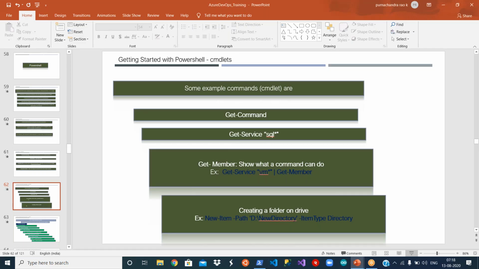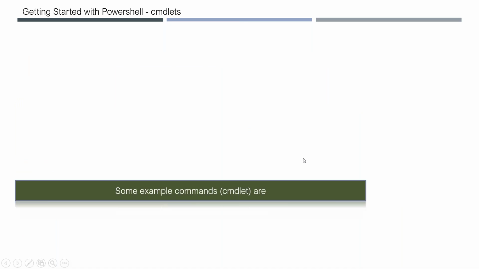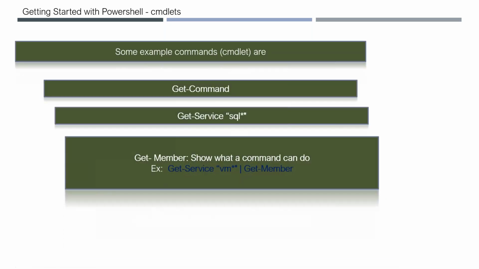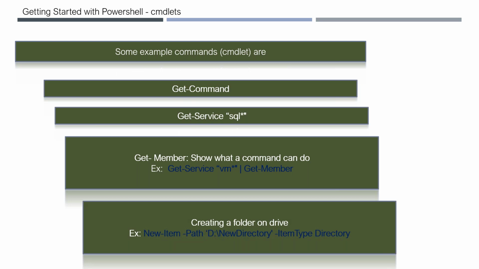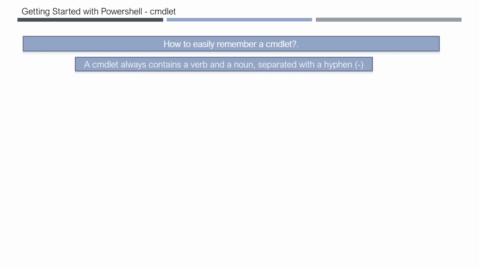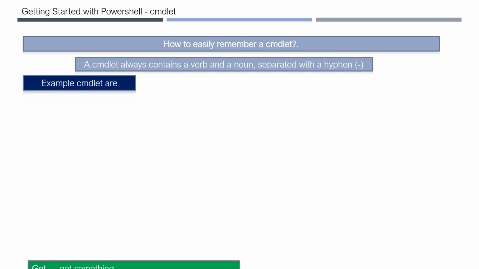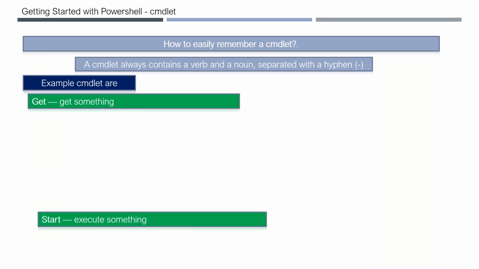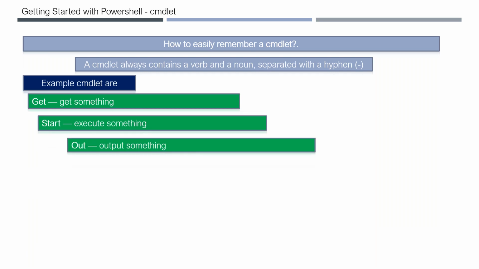And what are the tricks that you need to know to search for the commands or to identify the commands to do your work? So as I told you, it is always a combination of two words which contains hyphen. The first word will always be a verb, and the second word will be a noun. So all the commands will look like this. Get, start. So let us say you want to start some process or you want to get some file.